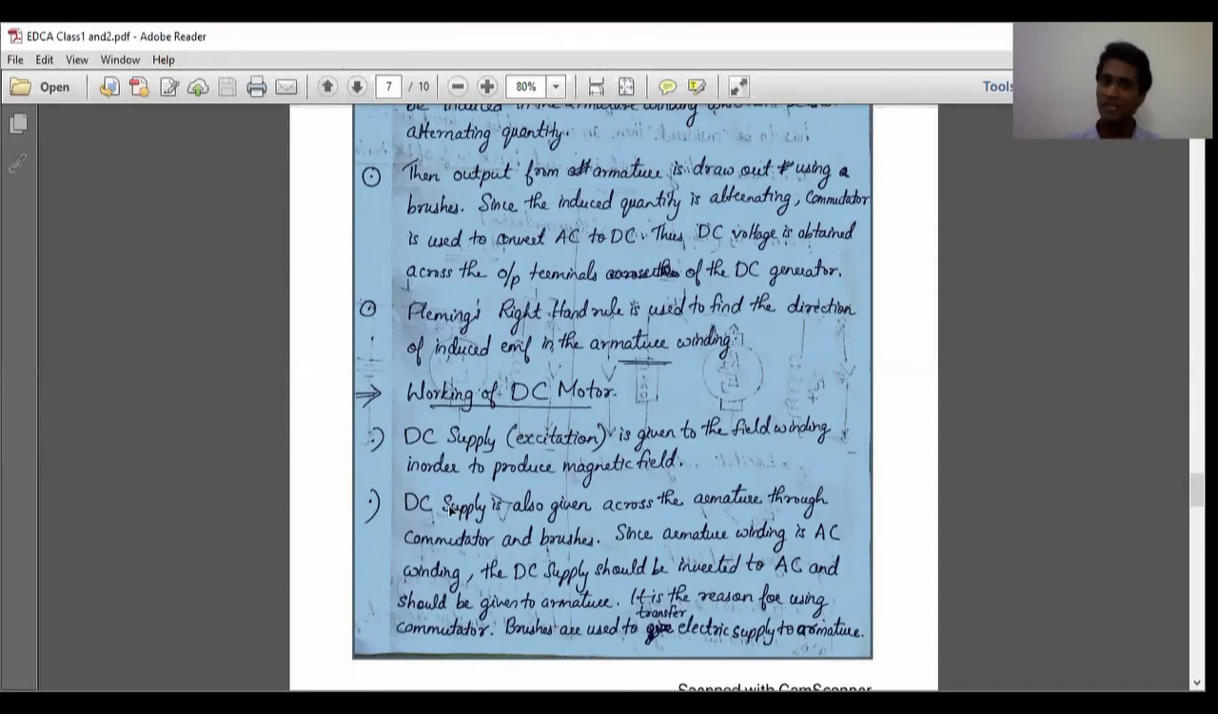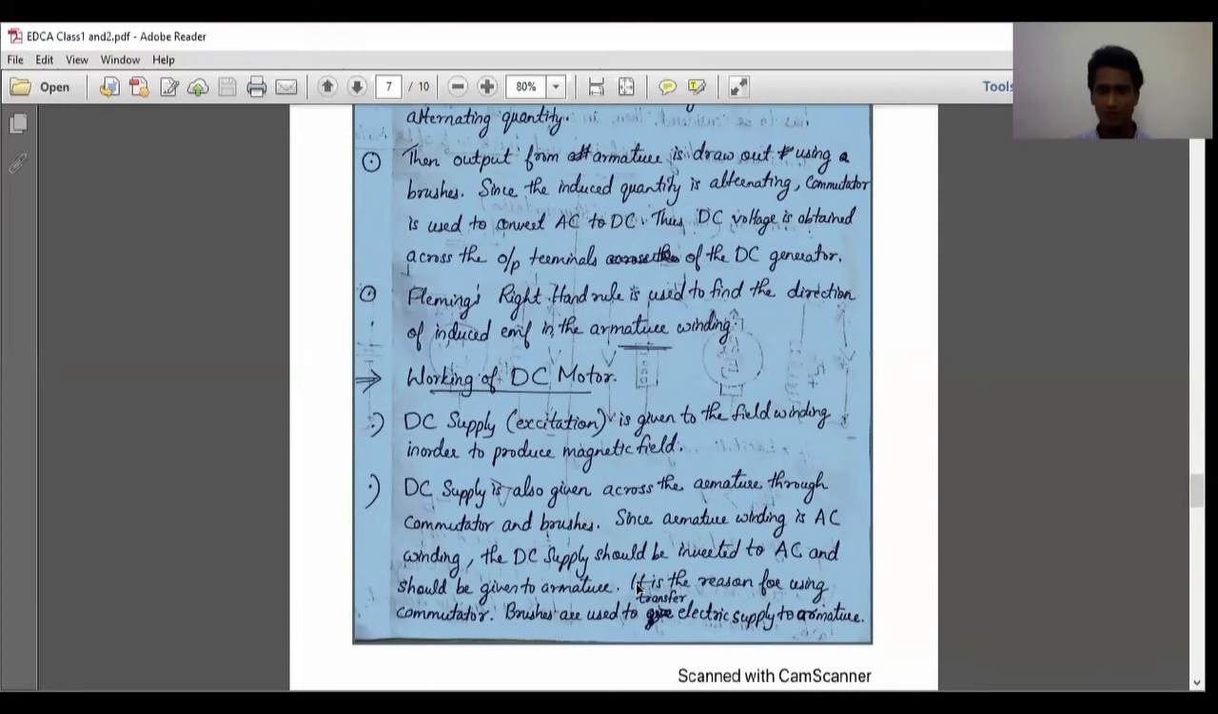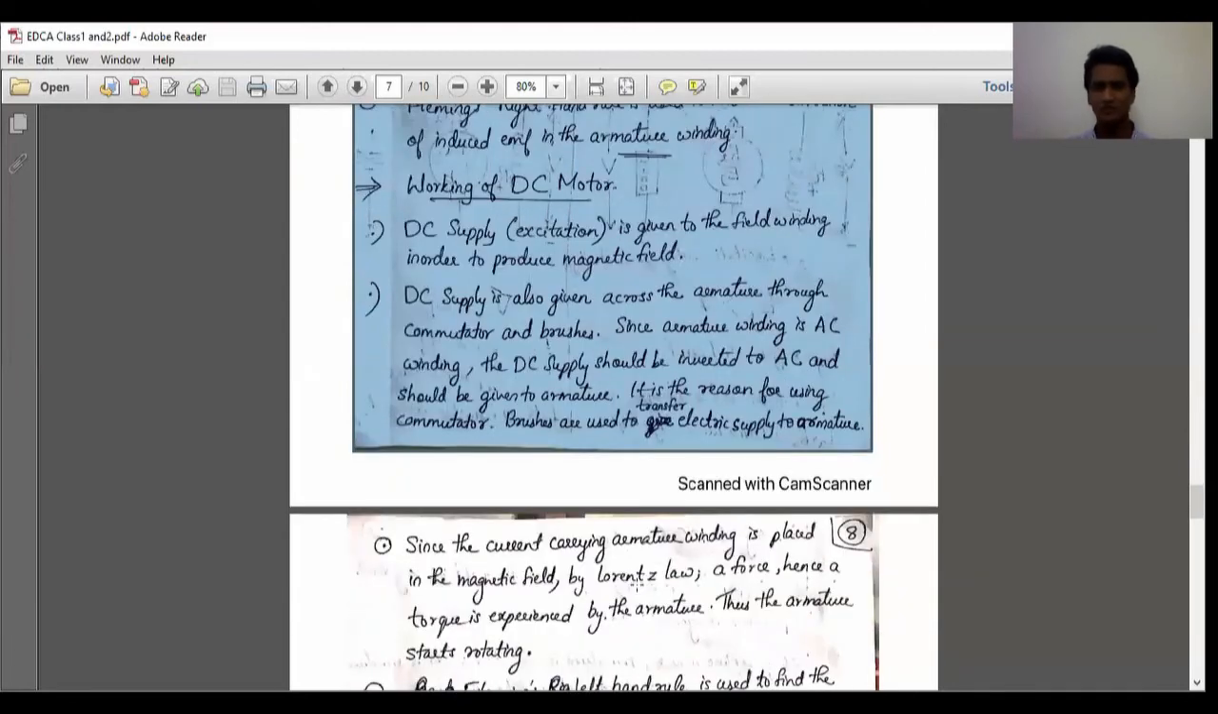Then DC supply is also given across the armature through commutator and brushes. Here we want current carrying conductors. That means our armature winding should carry current, but the armature windings are designed for AC, but we are giving DC supply. So the DC supply has to be converted to AC by the commutator. Then it acts as a mechanical inverter, and the supply is given to armature through a pair of brushes, and brushes are used to transfer electric supply to the armature.